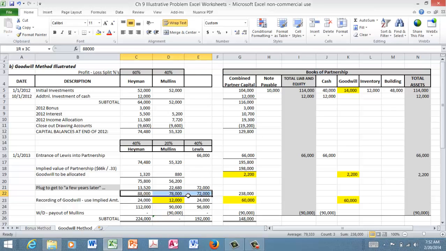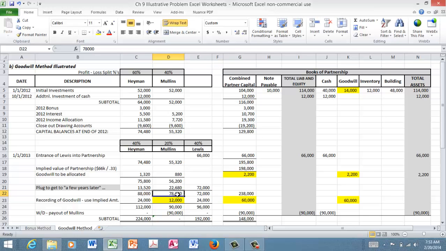and here we are. Now, what happens at this moment in time? At this moment in time, we have Mullins who wants to exit the partnership, and that's going to leave Heyman and Lewis as new owners. And of course, that implies that Heyman and Lewis will then be 50-50 owners. Again, we're going to assume that's the way they may want to split the profits going forward, but they're going to be 50-50 owners at that moment in time.